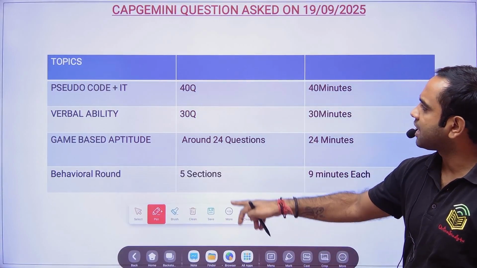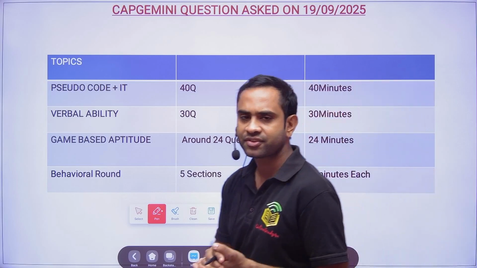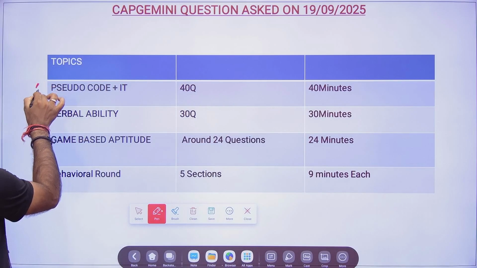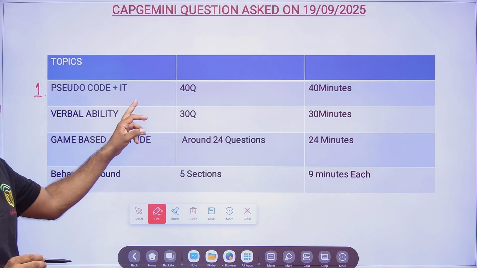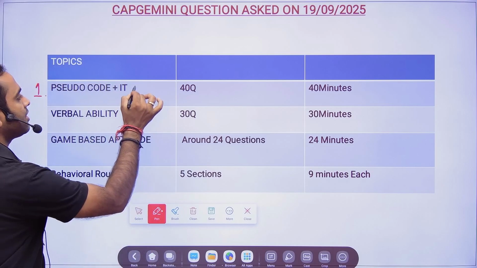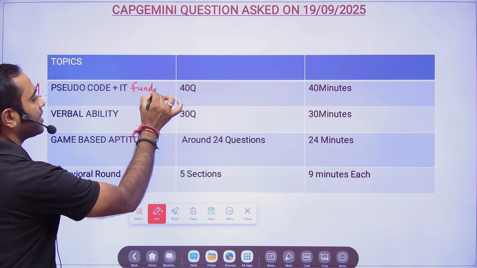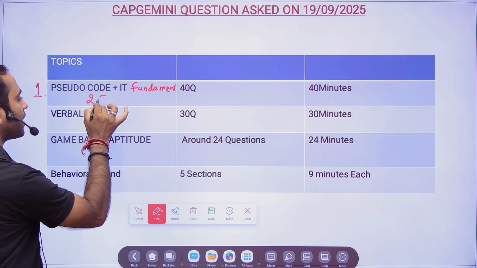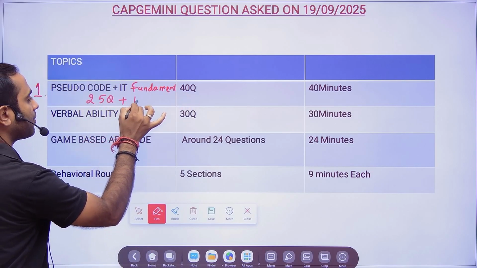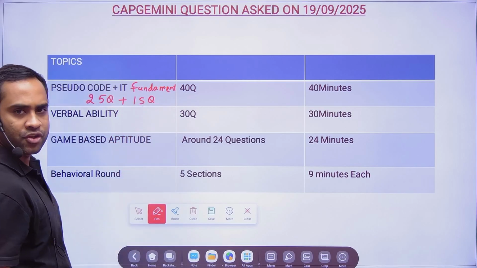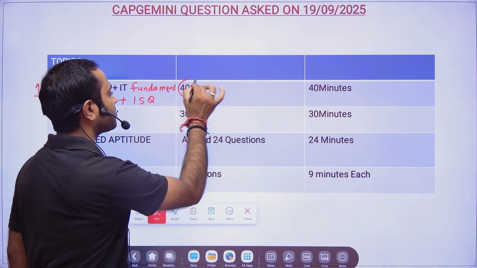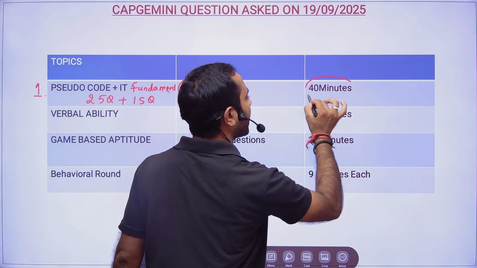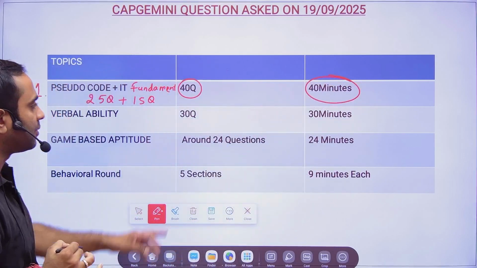Friends, here if you see the topics, the first round of the exam will be pseudocode plus IT fundamentals. From pseudocode there were 25 questions, and IT fundamentals will have 15 questions. So the total number of questions will be 40. Soon we will also upload videos on pseudocode, and the total time given to you will be 40 minutes.